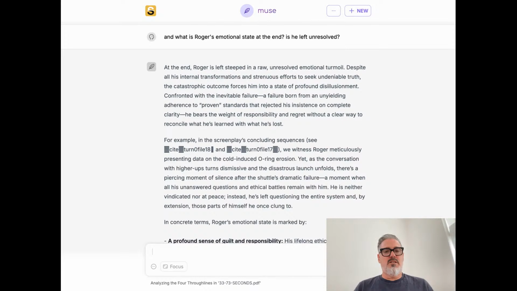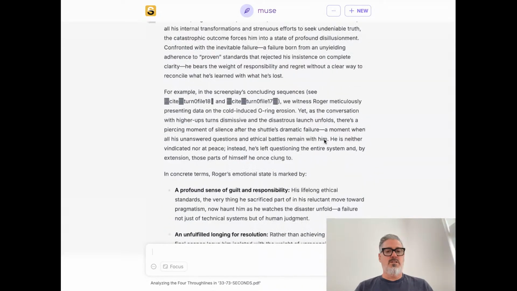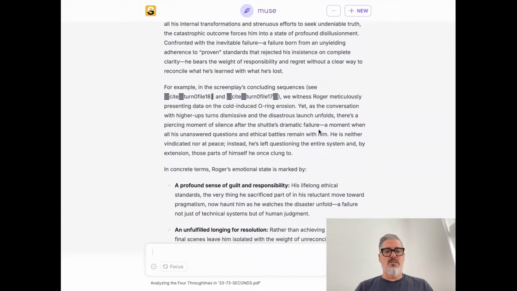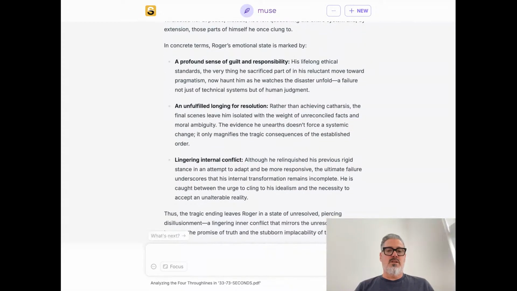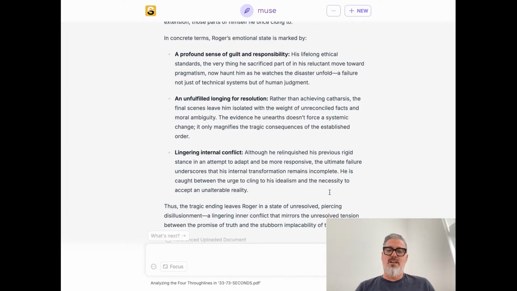At the end, Roger is left in steeped, raw, unresolved emotional turmoil. Okay, it's failure, bad. For example, in the screenplay's concluding sequences, we witness Roger meticulously presenting data on the cold-induced O-ring erosion, yet as the conversation with his superiors turns dismissive and the disastrous launch unfolds, there's a piercing moment of silence after the shuttle's dramatic failure. A moment when all his unanswered questions, oh, rad, a profound sense of guilt and responsibility. This is his emotional state: a profound sense of guilt and responsibility, an unfulfilled longing for resolution, and lingering internal conflict. That would be a judgment of bad.